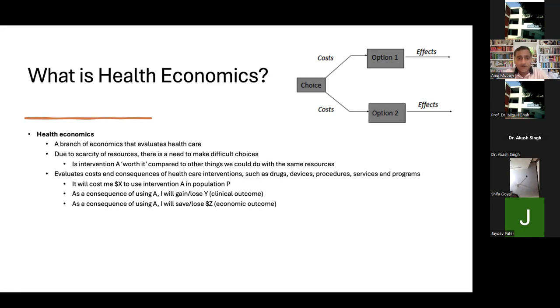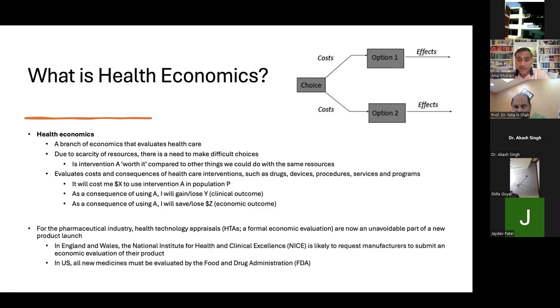So when we evaluate, we take cost, we take consequences for drugs, for procedures, for services. The question we are asking is, if you are using drug A, will I have a gain or a loss in clinical outcome, in the clinical benefits? Also, if I use drug A as compared to the drug which is in the market, will I save or lose money? Those two questions are always taken into account in order to evaluate a new drug or new intervention in the market. So that is what health economics is.